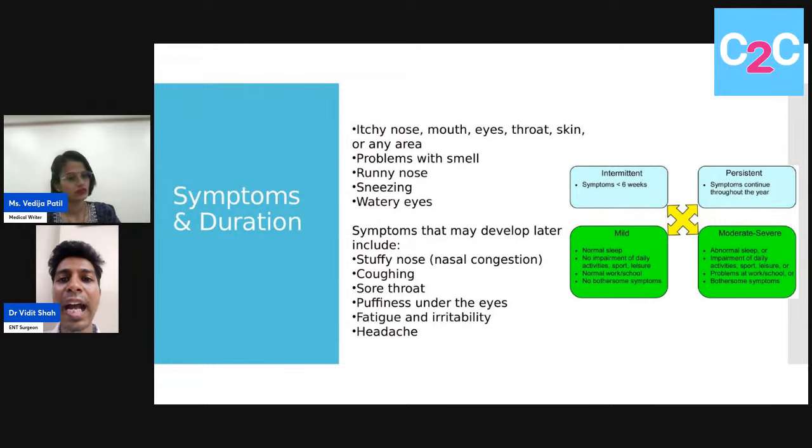at a time. And nowadays, we are also seeing patients having a little difficulty in smell, which wasn't the case before. Parosmia or anosmia, as we call it in medical terms, is where we're finding patients with allergic rhinitis also unable to sense smell, which they used to before. Symptoms that may develop later on include a stuffy nose, like nasal congestion, coughing, soreness of throat, puffiness under the eyes, fatigue and irritability, and headaches.